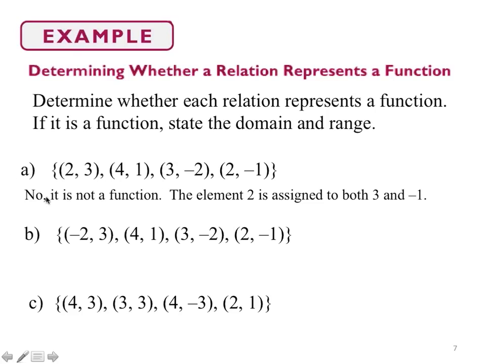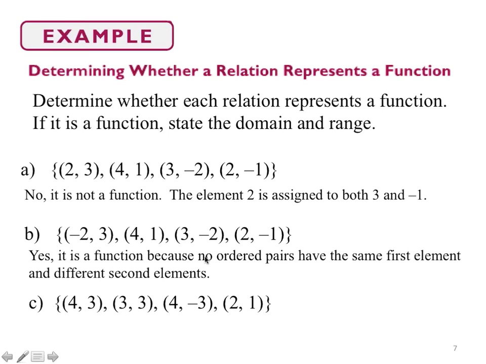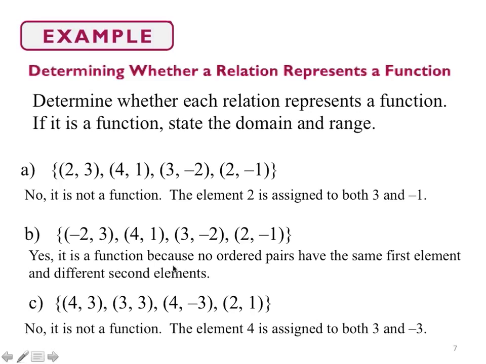All right, if we look down here, we have points (-2, 3), (4, 1), (3, -2), and (2, -1). If you look specifically at our x's, we have -2, 4, 3, 2. None of those are repeating, so this is a function. The domain would be -2, 4, 3, and 2. We would probably want to list those in ascending order. And then the range would be 3, 1, -2, -1, again, probably in ascending order.